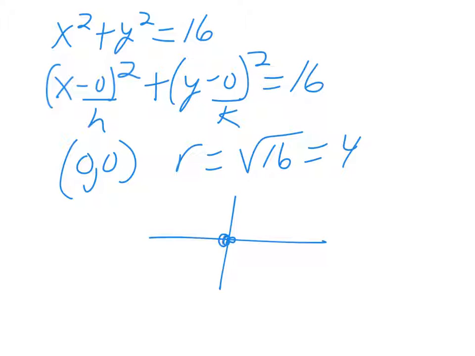So there's my center right there. Then I'd go out 4 in each direction, and connect those, and then there would be my circle. So my center is 0, 0, and my radius is 4 on there.